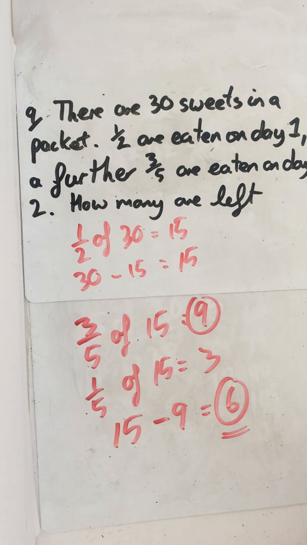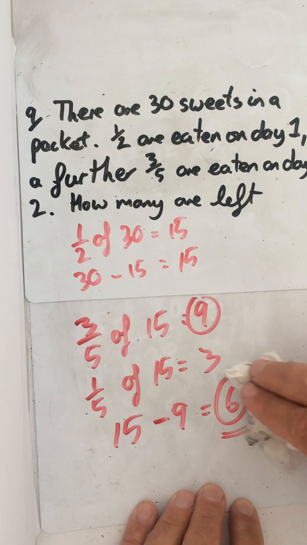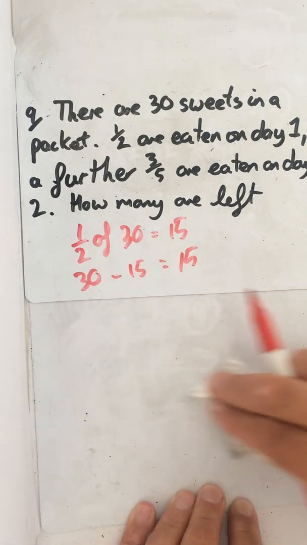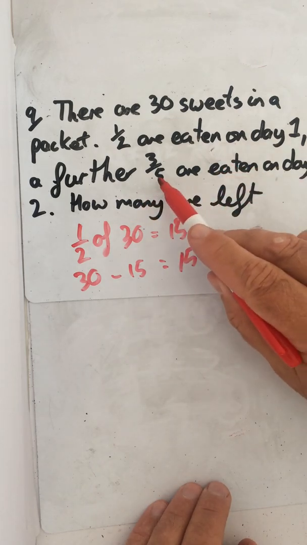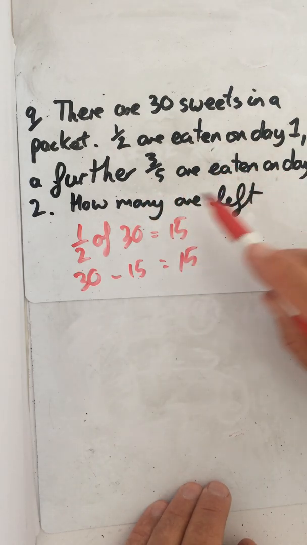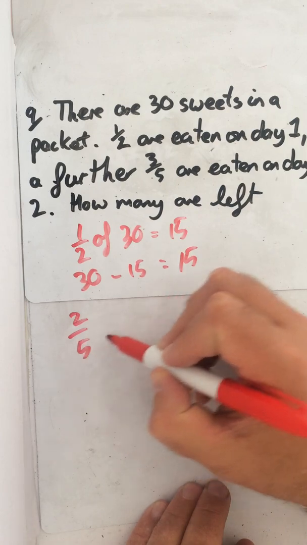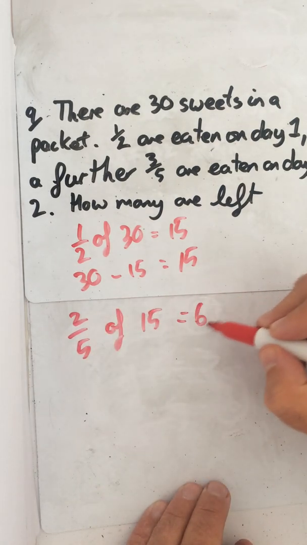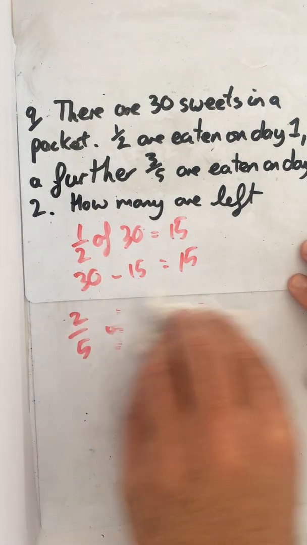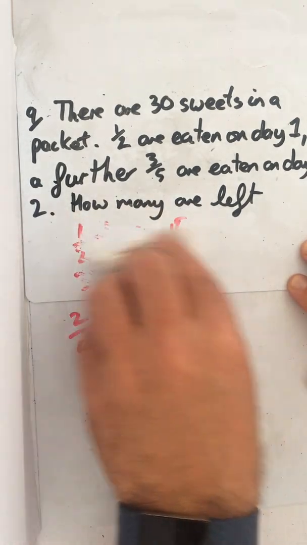So again, that's quite tricky, some of those. And again, once I get to this point, where I've got 15 left, if 3/5 are eaten on day 2, that means 2/5 are left, isn't it? So I just find 2/5 of 15, which is 6. Right, time to get on with the work ourselves, I think.